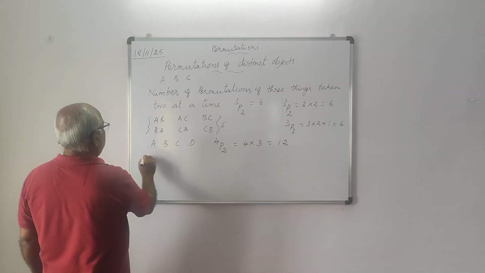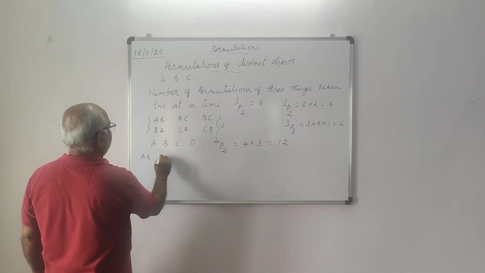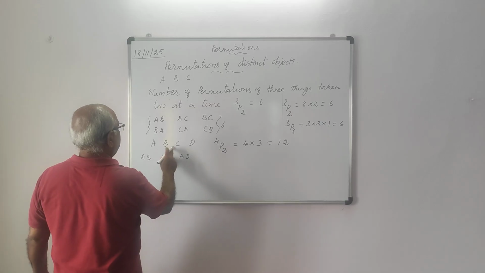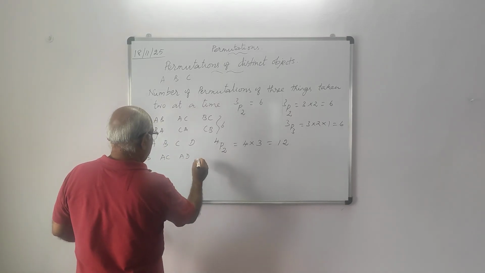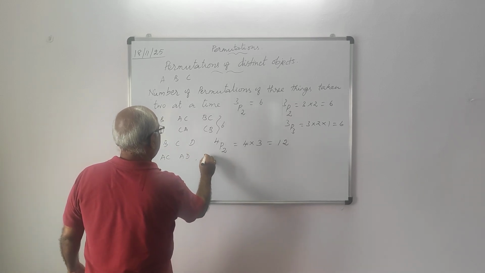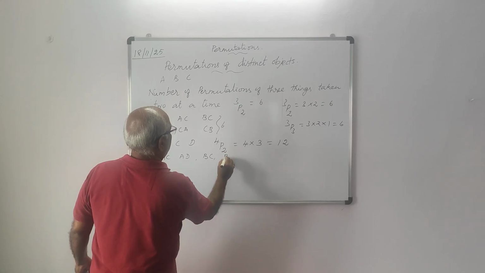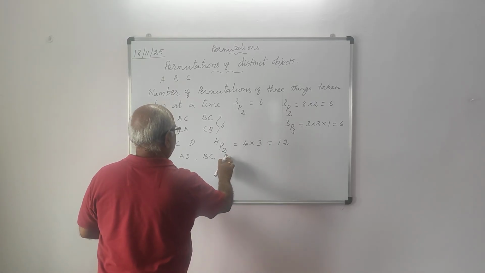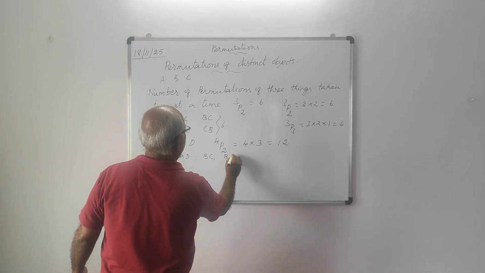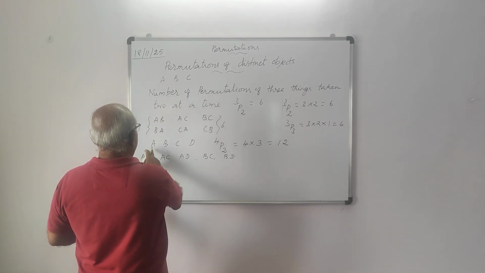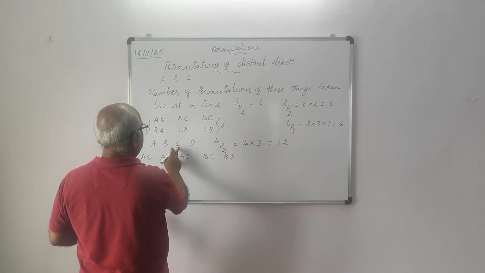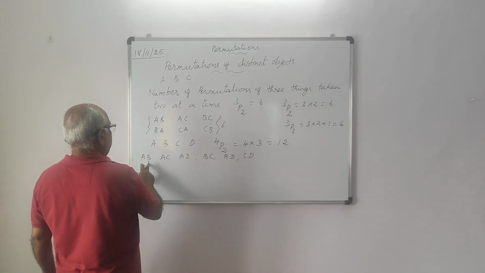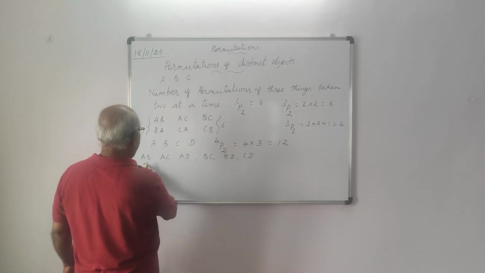Okay, we can see AB, AC, AD, BC, BD and CD. 1, 2, 3, 4, 5, 6.